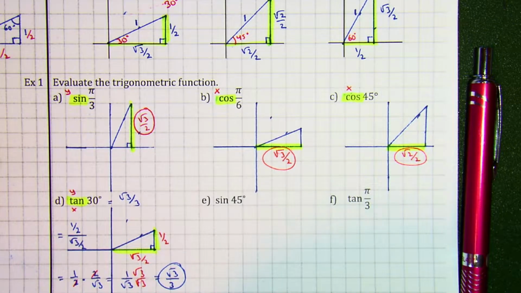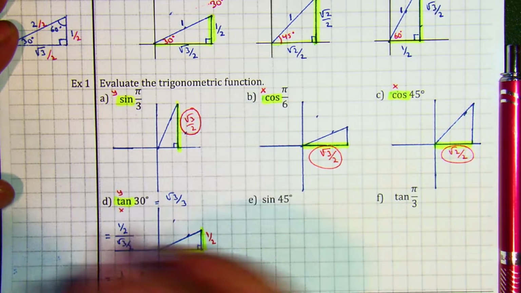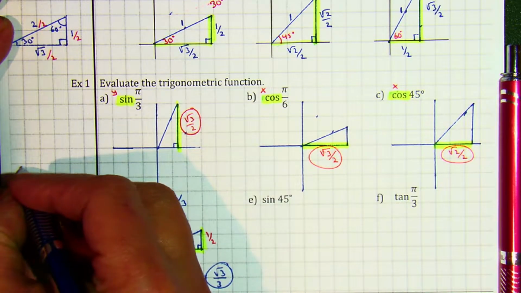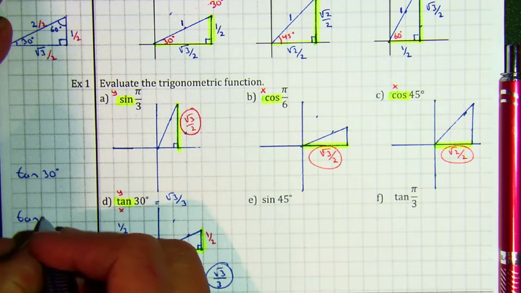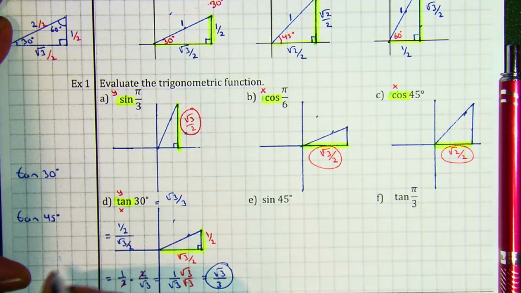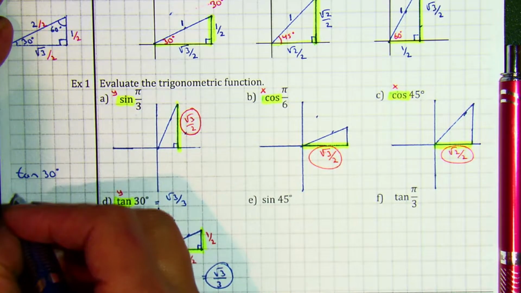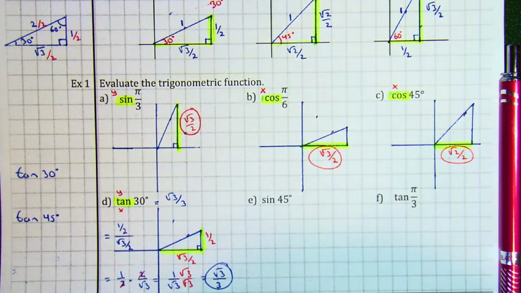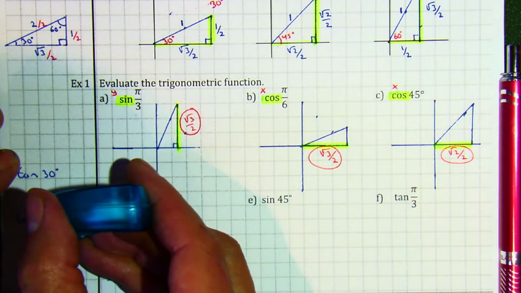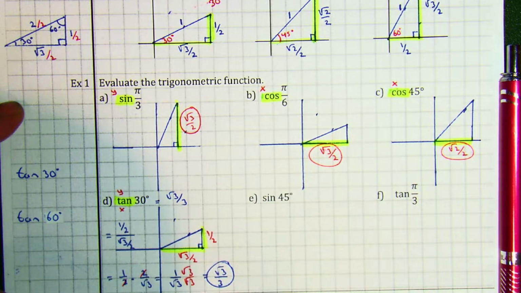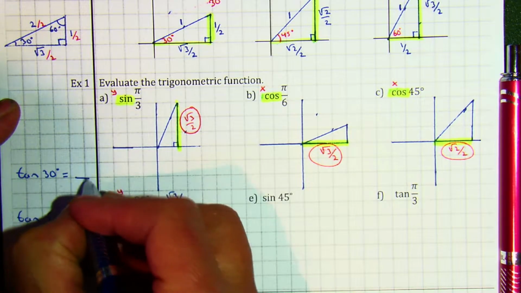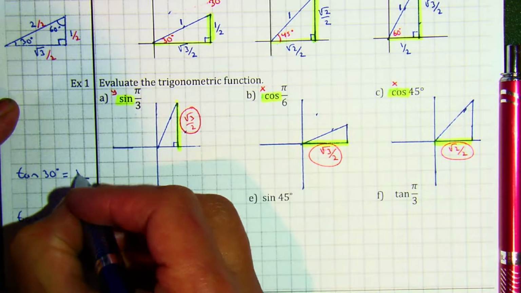Now, usually for tangents, we don't want to do this over and over again. So I do memorize my tangent of 30, my tangent of 45, and my tangent of 60. Now let me do tangent of 60 first, and then I'll do tangent of 45. Tangent of 30 versus tangent of 60. The way I memorize it is that I know that both of them are going to be square root of 3.